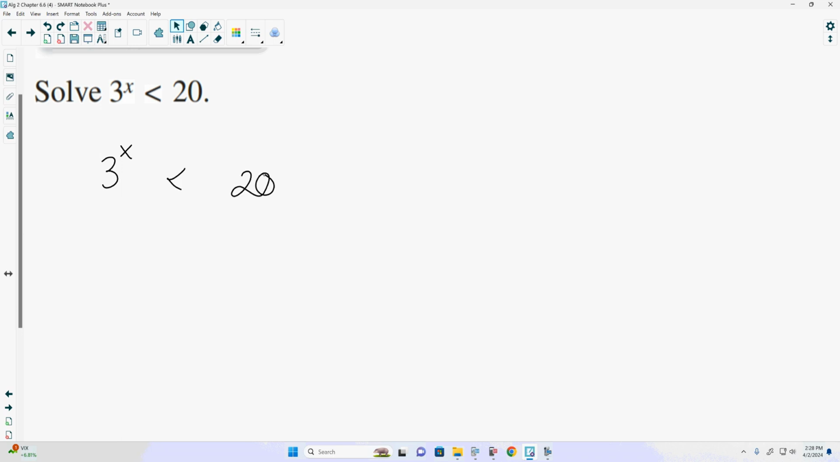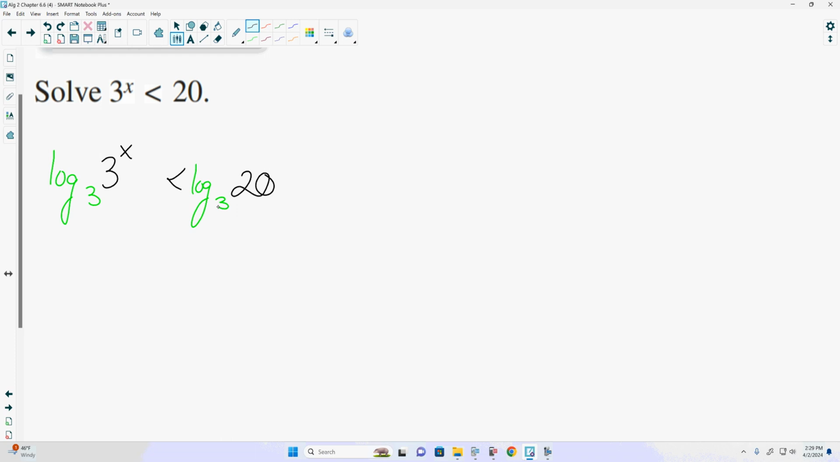Inequalities. Inequalities are going to be essentially the exact same as our solving exponentials. So the way we solve exponentials is going to be the exact same way we solve inequalities. So what we need to do is get the term with the variable and the exponent by itself, which we have. And then we're going to apply a log to both sides, and it would be log base what? Log base 3.